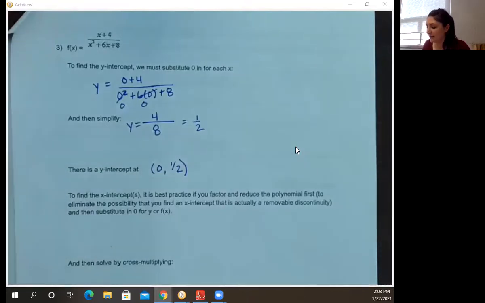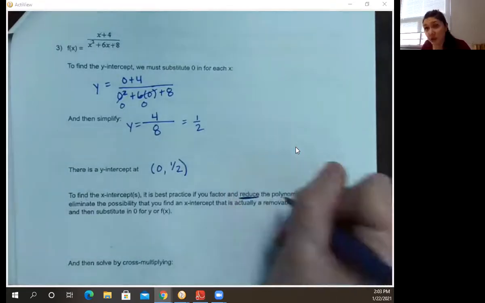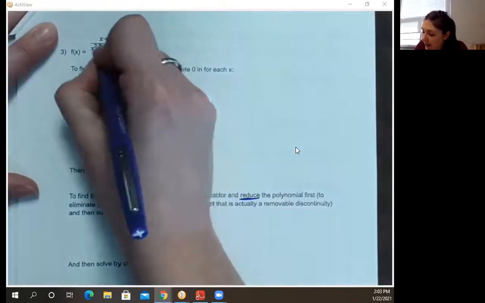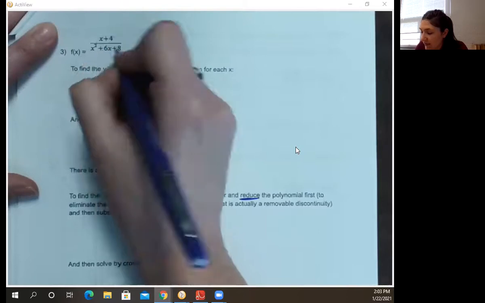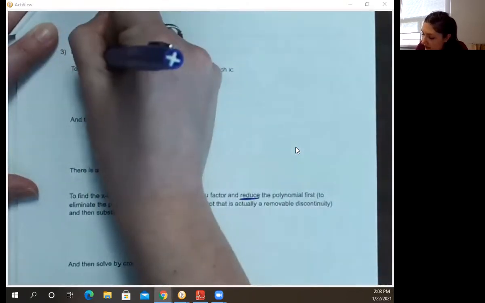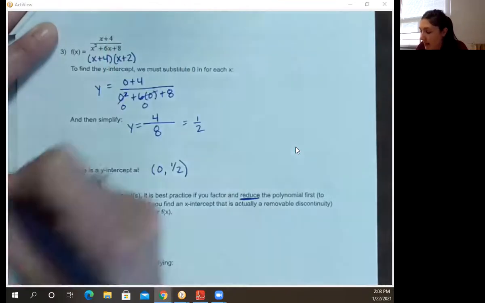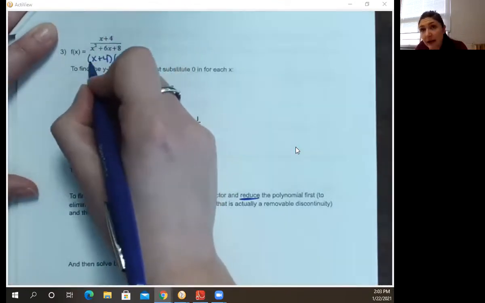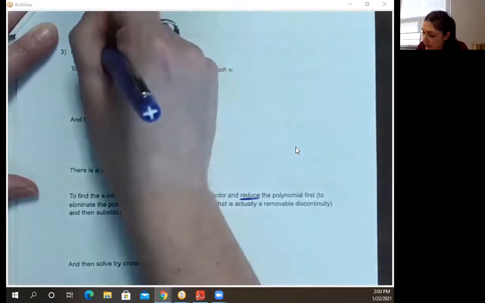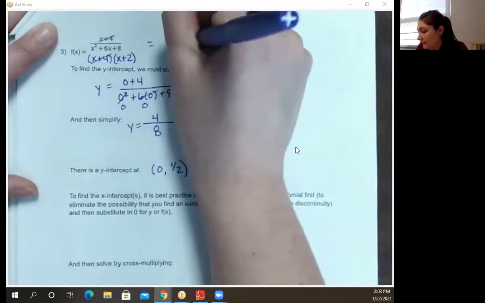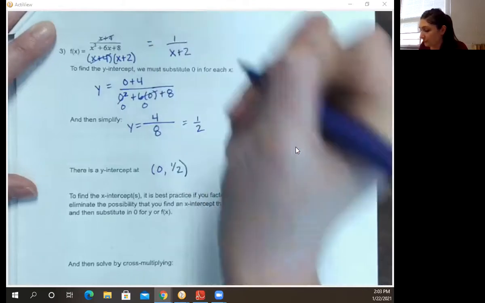And then to find our x-intercepts, again, we want to make sure we reduce. So going back to my function here, I can factor the bottom. I would use the AC method here, and we would get x plus 4 times x plus 2. Now I see I have x plus 4 on the top and a factor of x plus 4 on the bottom, so I could actually reduce those. So my reduced function would be 1 over x plus 2.